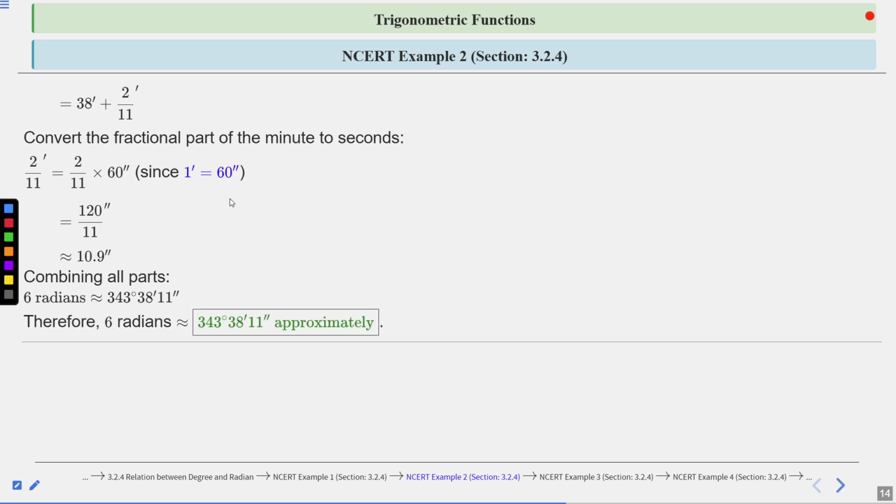So the final answer is simply 6 radians is approximately 343 degrees, 38 minutes and 11 seconds.